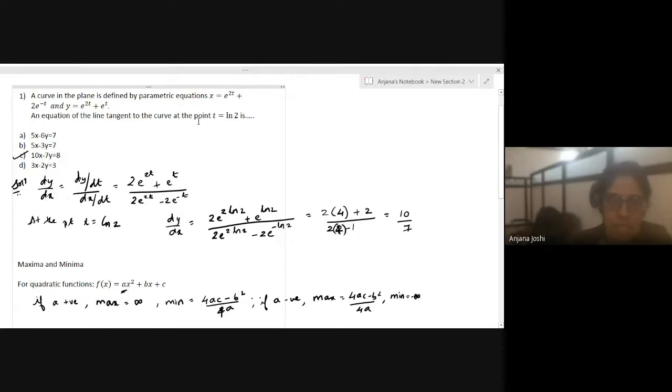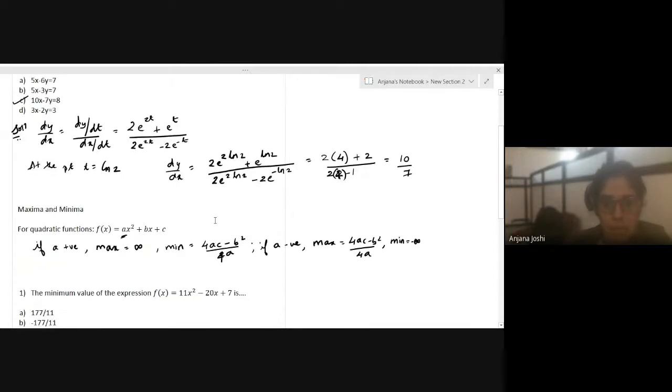The question asks us to find the equation of the line tangent at the point t is equal to ln 2. That is, we replace our t with ln 2. So dy by dx will be equal to 2e raised to 2 ln 2 plus e raised to ln 2, divided by 2e raised to 2 ln 2 minus 2e raised to minus ln 2. By making use of the logarithmic properties, we can obtain the values as 2 times 4 plus 2, divided by 2 times 4 minus 1, which will be equal to 10 by 7.